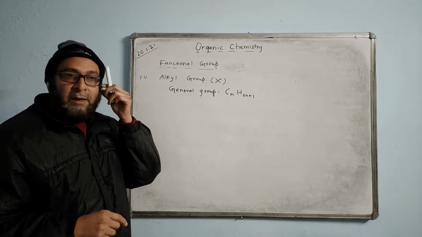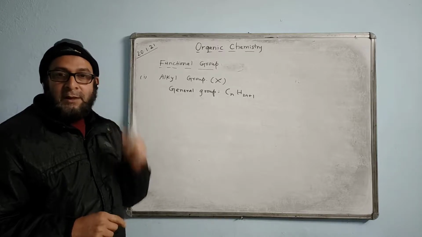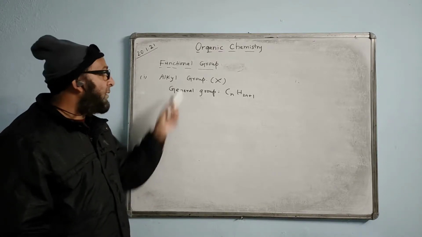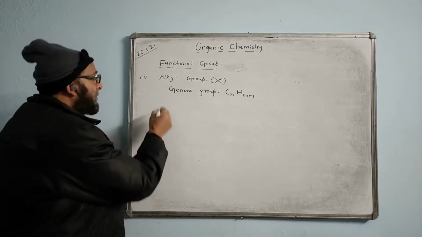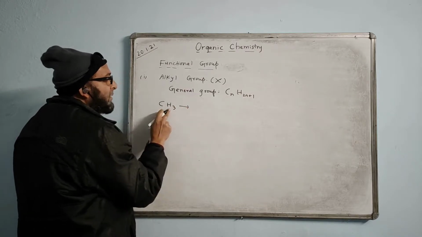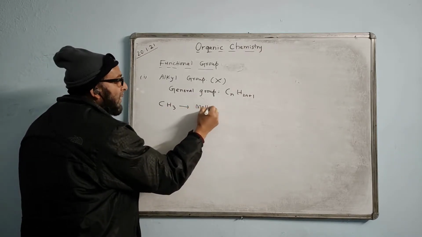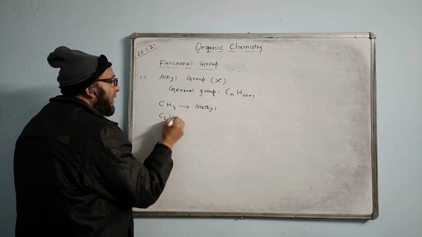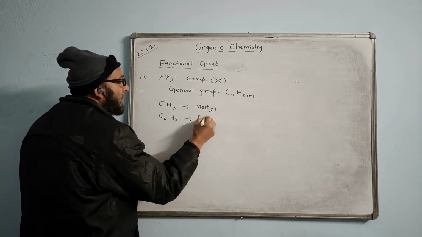For example, methane. How do we write methane? CH4. If you write CH3, it becomes methyl. Why? Because if I follow the formula, or if I write directly, CH3 is methyl. We call it methyl.